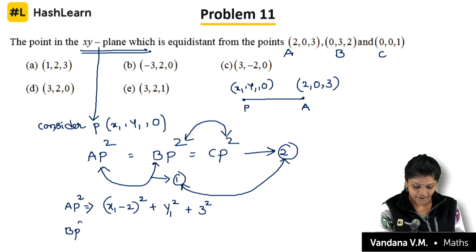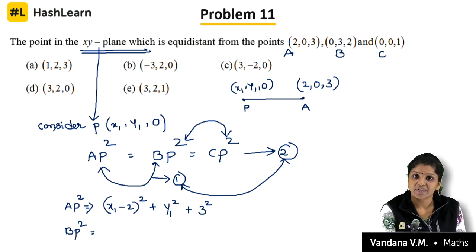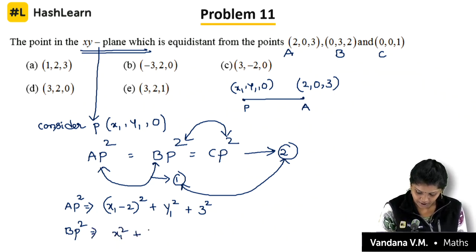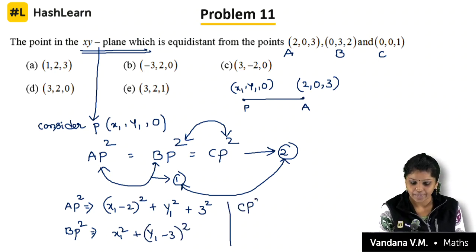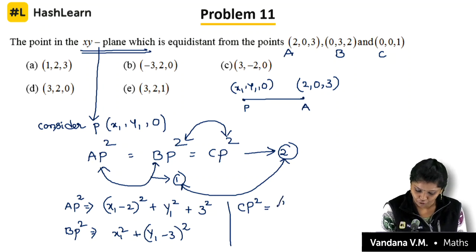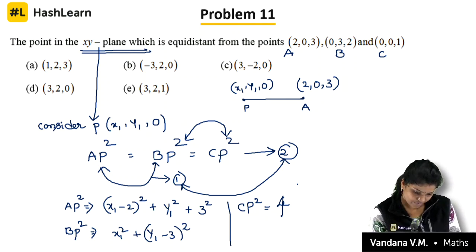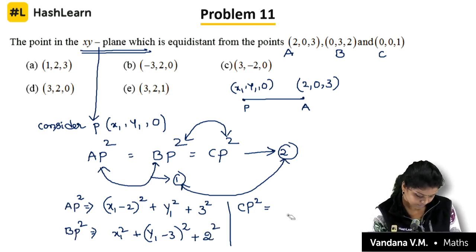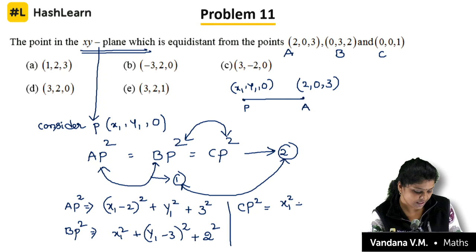What is your BP square? Distance between B and that point. So what you will get here, that is x1 square plus (y1 minus 3) whole square. In the same way, write CP square. Distance between these two, that is x1 square plus y1 square plus 1 square.